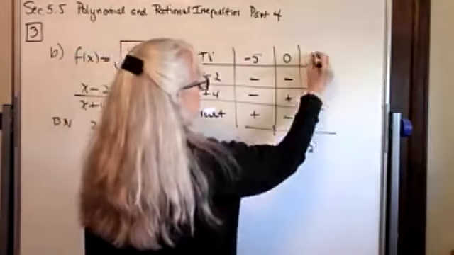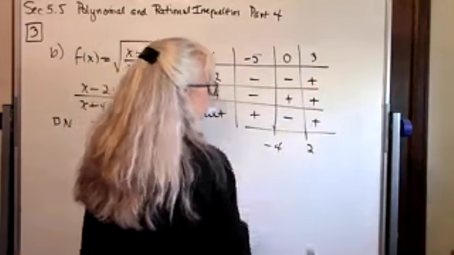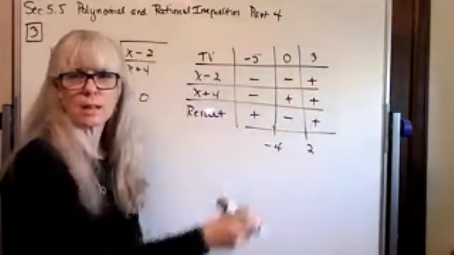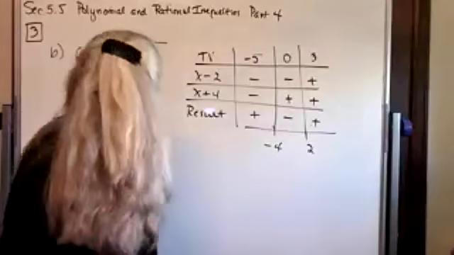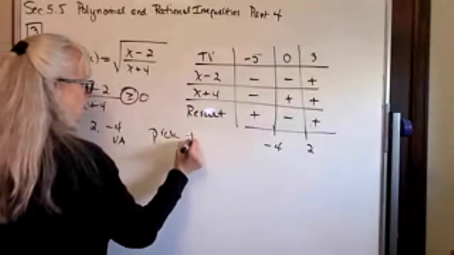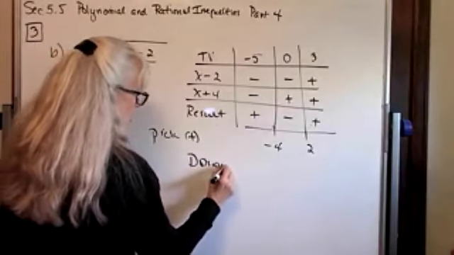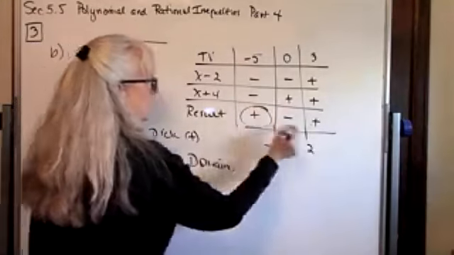Larger than 2 is 3. 3 minus 2 is a positive. 3 plus 4 is a positive, and the net result is a positive. So again, I expect that alternating sign in the results. Okay, according to the inequality, again, we're going to pick the positive regions. We're looking for the domain. So to answer the question, our domain is going to be these two regions.